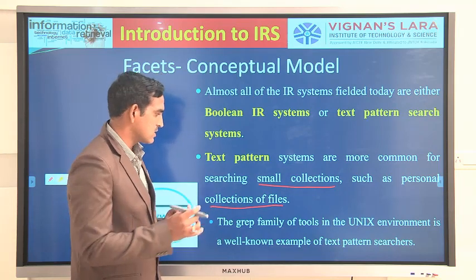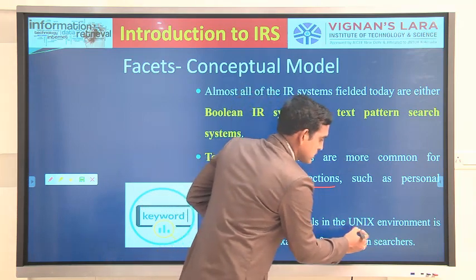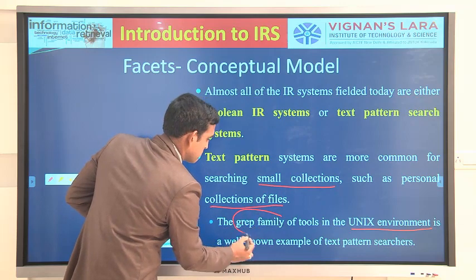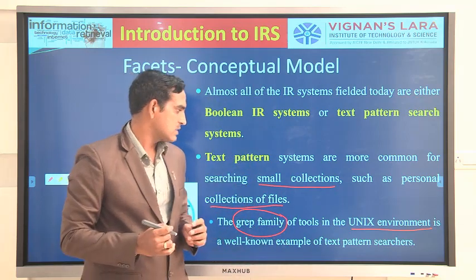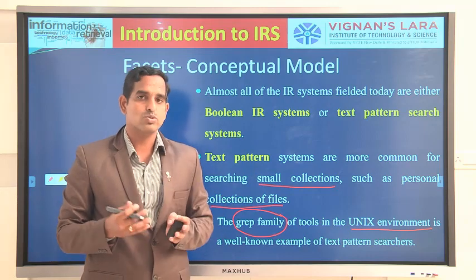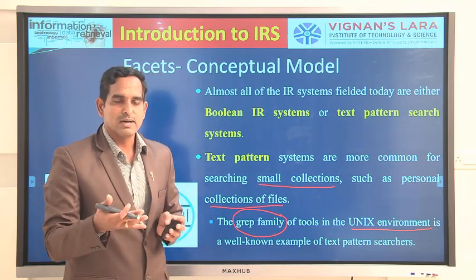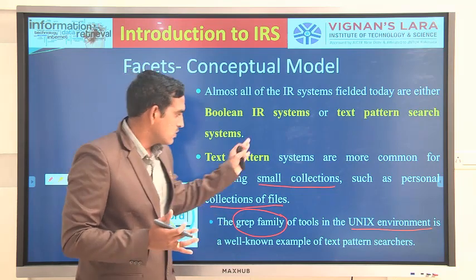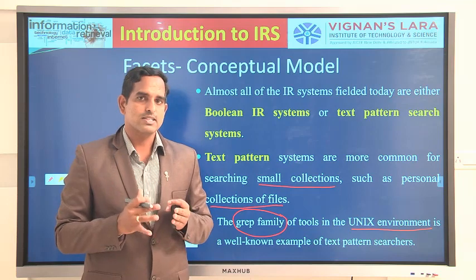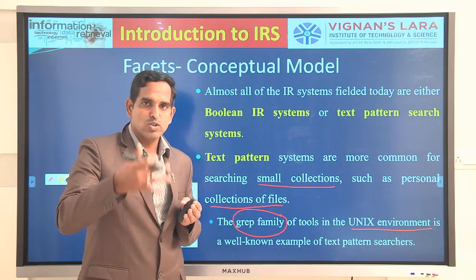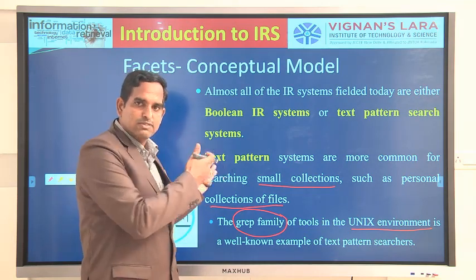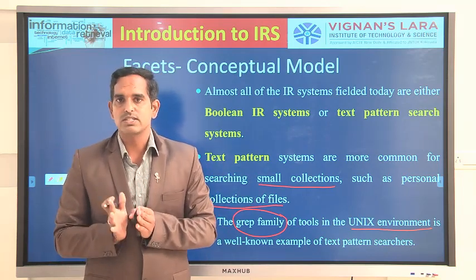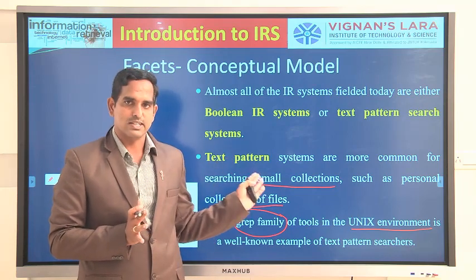Text pattern search is basically used in the Unix environment, as I already told you. The Unix environment contains grep commands or AWK commands. These grep commands are used to retrieve data, searching for some text in a particular document. So text pattern search is usually used in local systems, but if you want it implemented in an information retrieval system, it could be done easily. Whenever you are dealing with small collections of data, we go for a text pattern search.